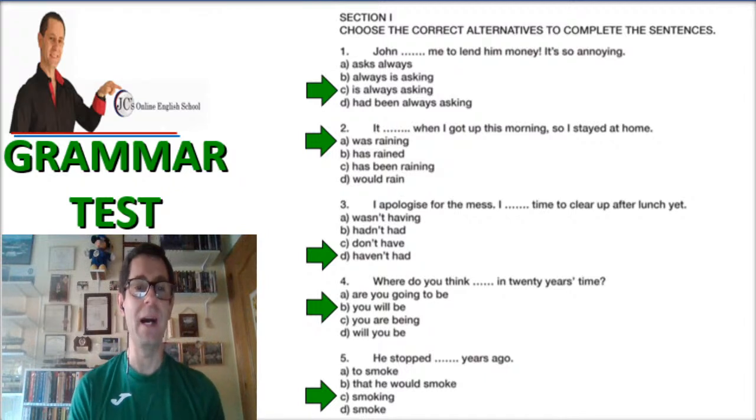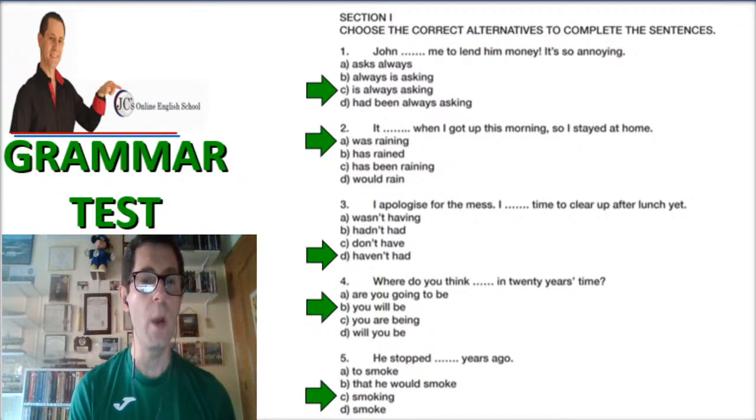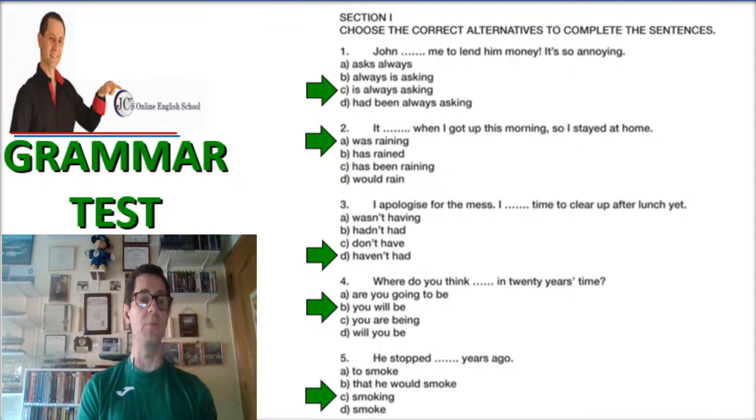And number 3, I apologize for the mess. I haven't had time to clear up after lunch yet. Okay, that's not my case either. I always clean up. Number 4, where do you think you will be in 20 years' time? I don't know. I have no idea. Who knows? With all this pandemic, who knows? And number 5, he stopped smoking 10 years ago. That's good. Good decision. Smoking is not good for your health.